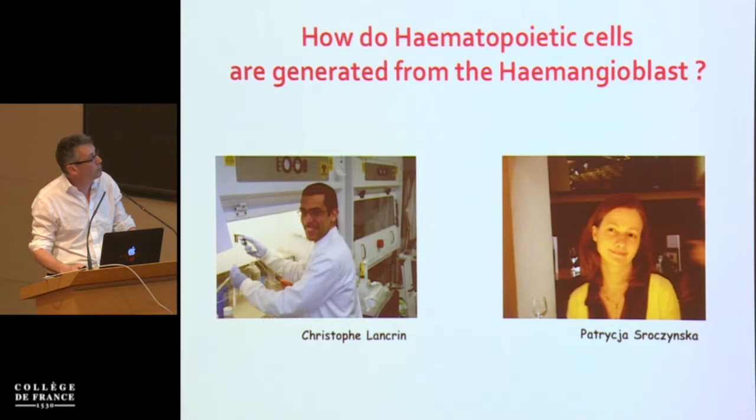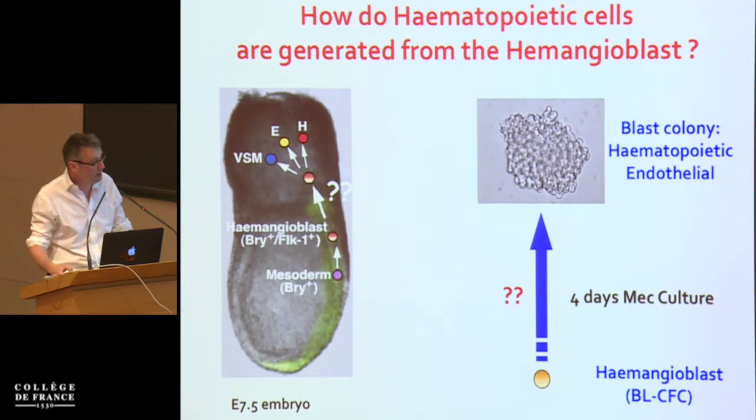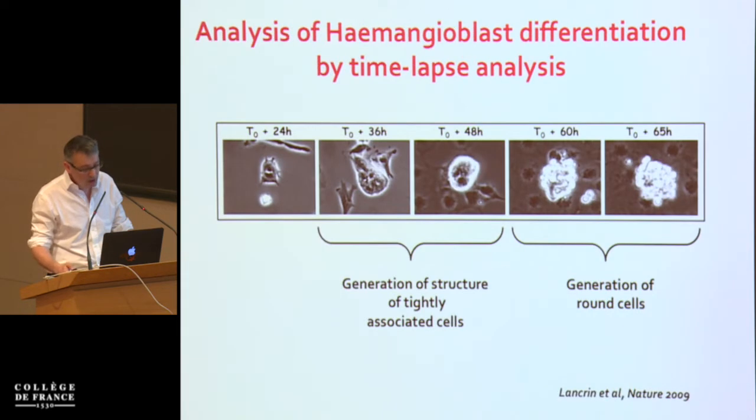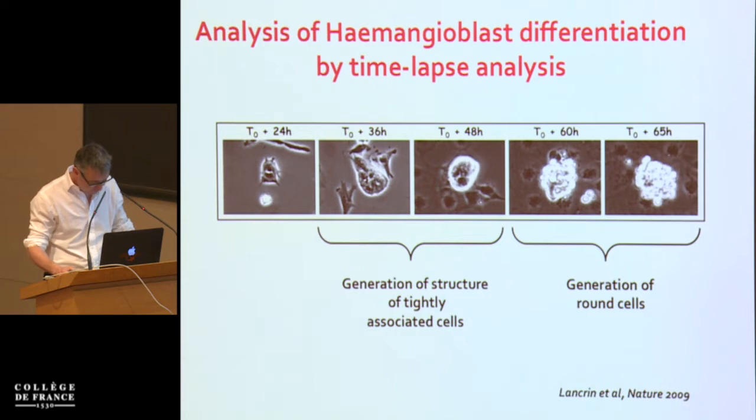So the question we wanted to address in the first study I want to discuss today is how hematopoietic cells are generated from the hemangioblast? Because we know we get this hemangioblast, we replate after 4 days with this blast colony, which contains hematopoietic precursors, but we don't know what's happening during these 4 days. And again, this is difficult to study in vivo, but we have the in vitro system where we can study this. And to make a long story short, what we did is to follow these 4 days, to do time-lapse imaging, to do a lot of FACS.